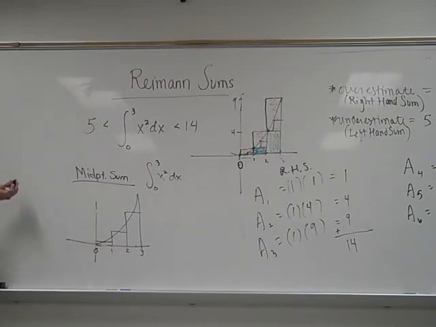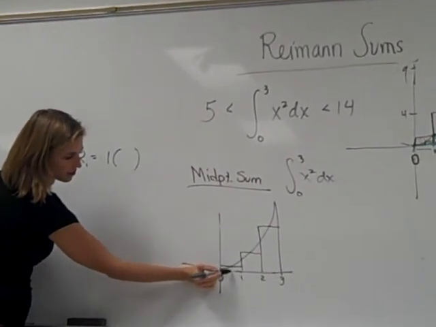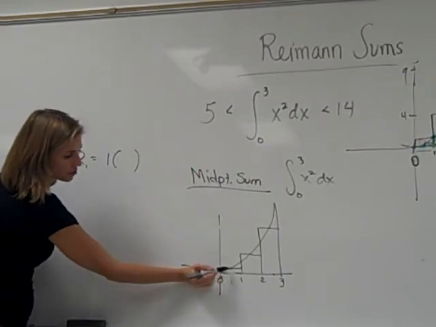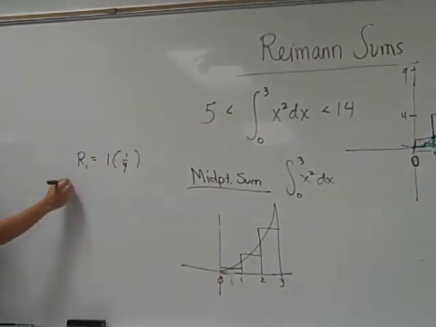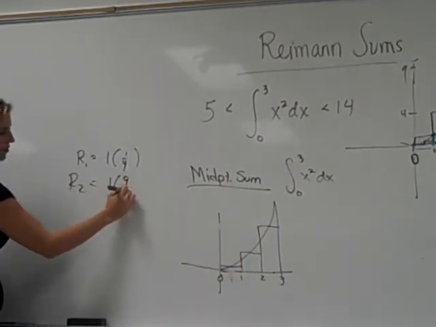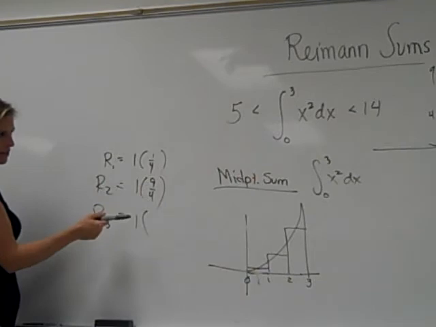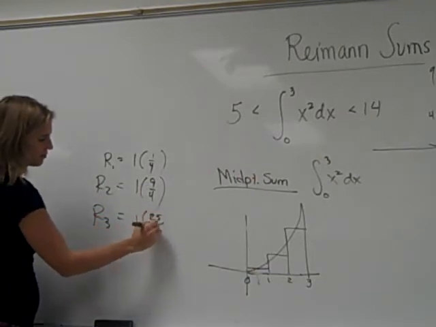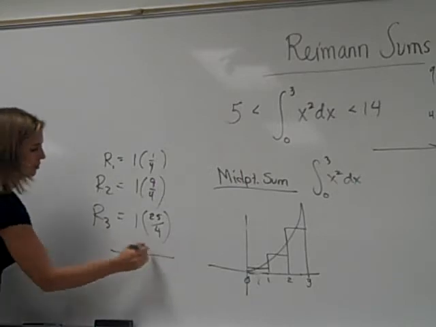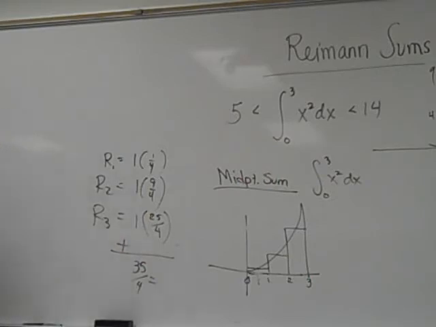So if I go find this midpoint sum, the first rectangle is a 1 by what? What's the height here? 1/4. Okay, because in between is 1/2, squared is 1/4, because it's y equals x squared. The second rectangle is going to be 3/2 squared, so it'll be 9/4. And the third rectangle will be 5/2 squared, so 25/4. Put it all together: 35/4, which is 8 3/4.